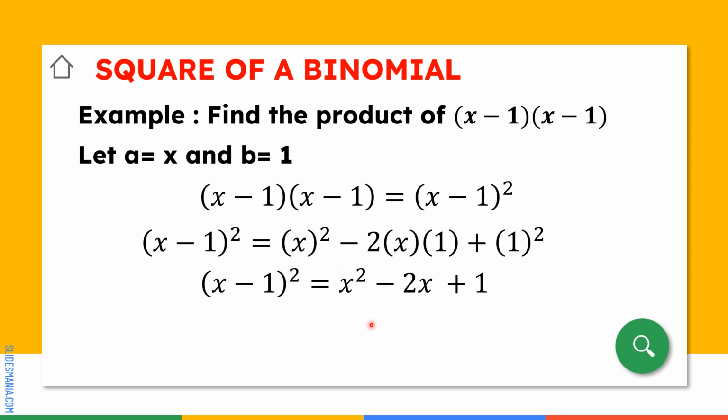So we have x squared minus 2x, because the operation here is minus. That's why we have minus as the sign of our middle term. So we are going to multiply 2 times x times 1. So the result is 2x. And then we are going to square 1, and that is 1 squared. 1 times 1 is 1. Therefore, the final answer, or the product of x minus 1 and x minus 1, is x squared minus 2x plus 1.